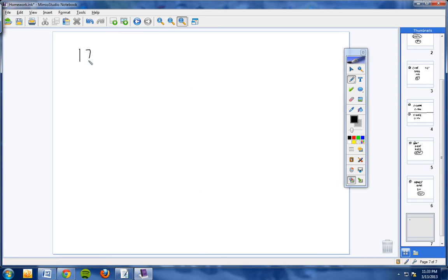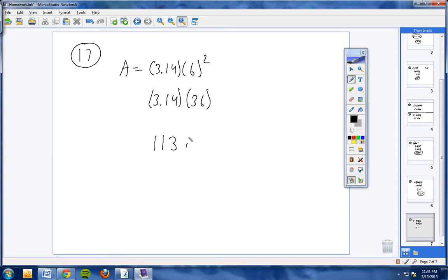All right, let's take a look at number 17. Number 17, we're going to find the area of a circle that has a radius of, looks like 6 inches to me. So area equals 3.14. The radius is 6, so 6 squared. So now we have 3.14 times 36. And if you multiply those together and round to the nearest whole number, you'll get 113 square inches because 6 up here was inches.